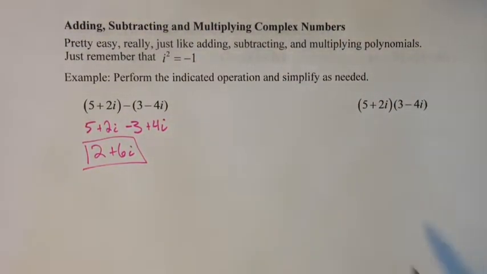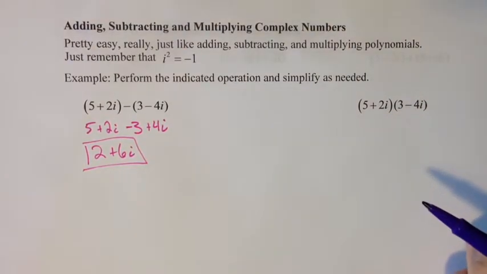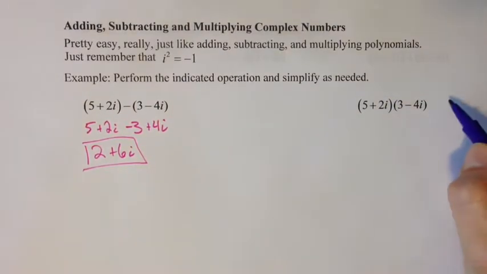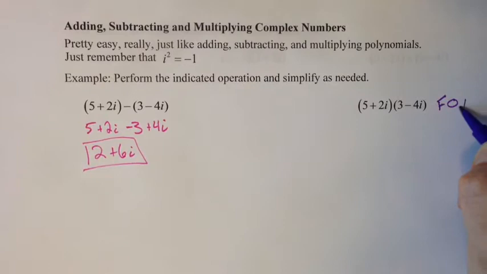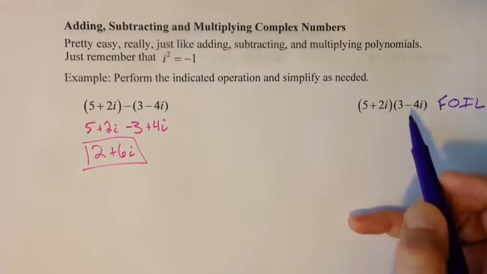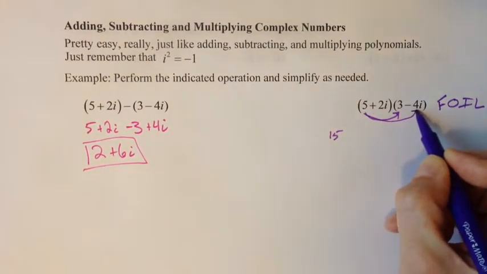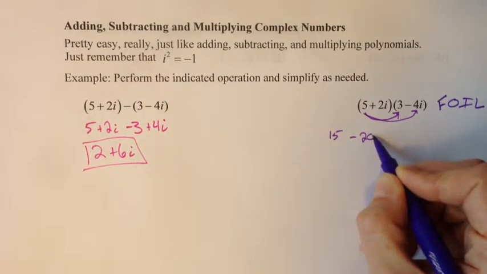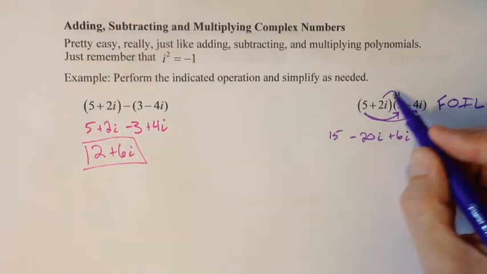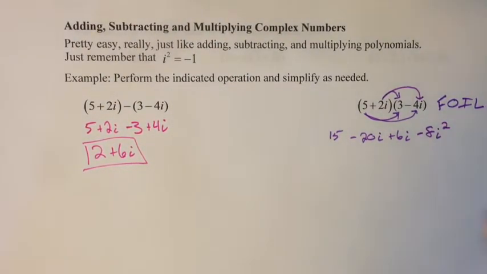My second example has 5 plus 2i being multiplied by 3 minus 4i, so this is a multiplication problem. Now, if this was an x here instead of an i, you'd look at that and know right away that what you want to do is FOIL this. So we're going to do the same thing. My first terms multiplied together become 15. My outside terms are negative 20i. My inside terms multiply to be 6i, and my last terms multiply to be negative 8i squared.